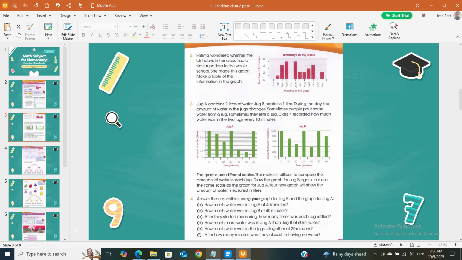1.5. 0.5. Jug A. 0, 10, 20, 30, 40, 50, 60. Time, minutes. Jug B. 1,000, 800, 600, 400, 200. 0, 10, 20, 30, 40, 50, 60. Time, minutes.